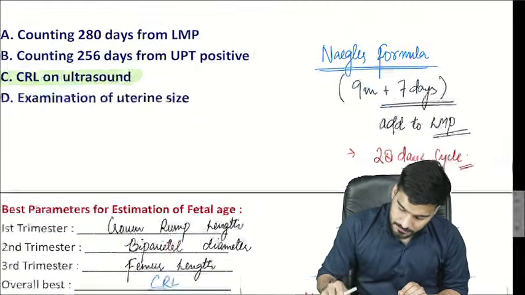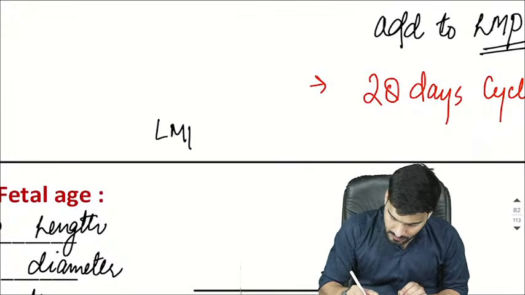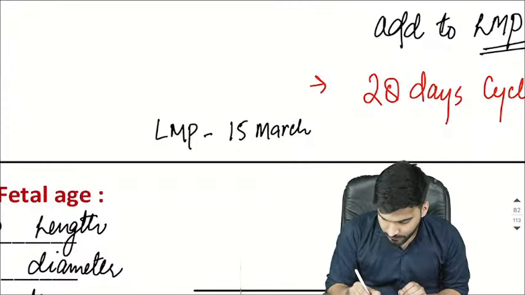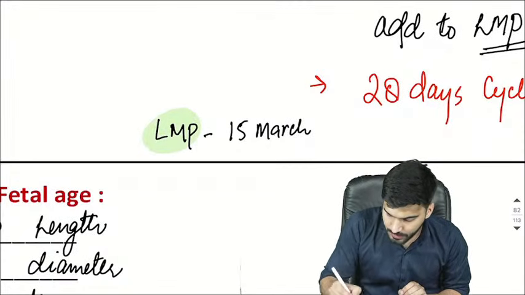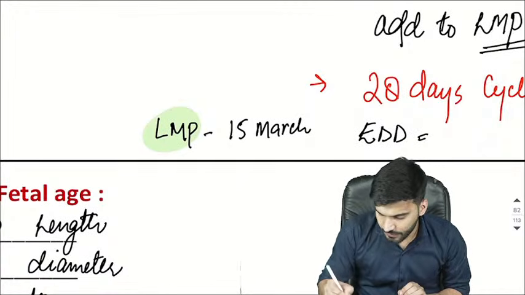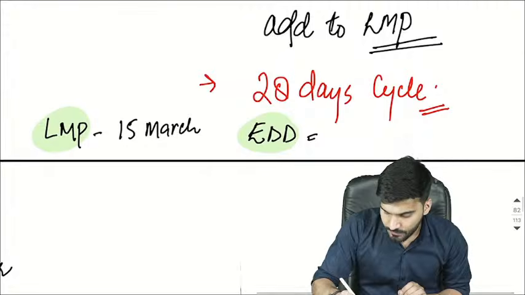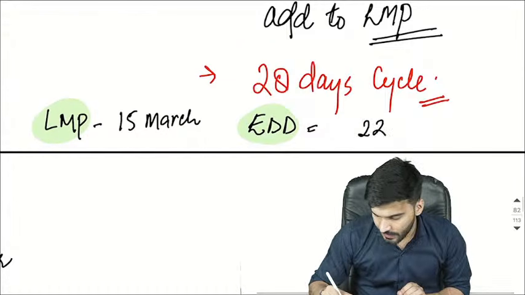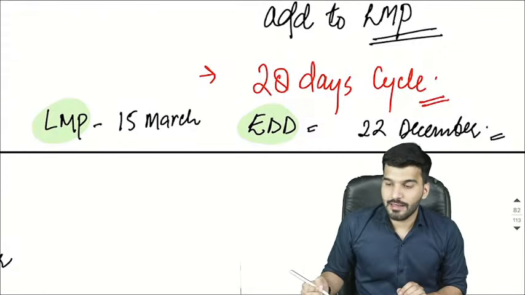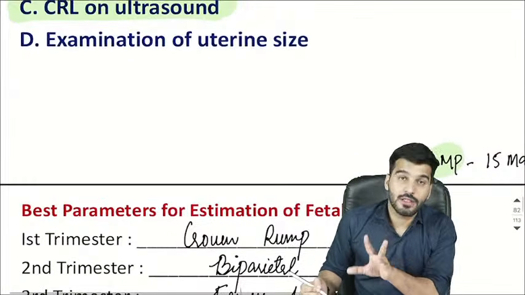So I make the example here only. LMP of 15th of March. Now, if I try to find the estimated date of delivery of this patient, I will add on 9 months plus 7 days. That is going to be the 22nd of December. But remember guys, it's only for the females who have the regular cycles.